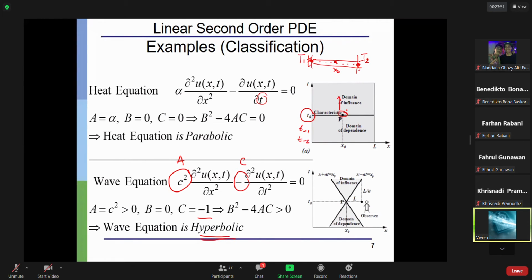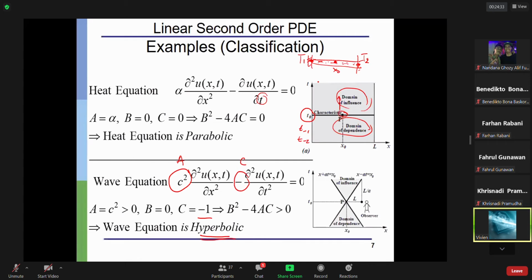So when we have a parabolic equation, we can see here that we have the domain of dependence and we have the domain of influence. It means that when we give a disturbance at point P, the calculation that will be affected will be all of the area on X, all points in the X direction here. But this only affects the calculation after the disturbance is given.